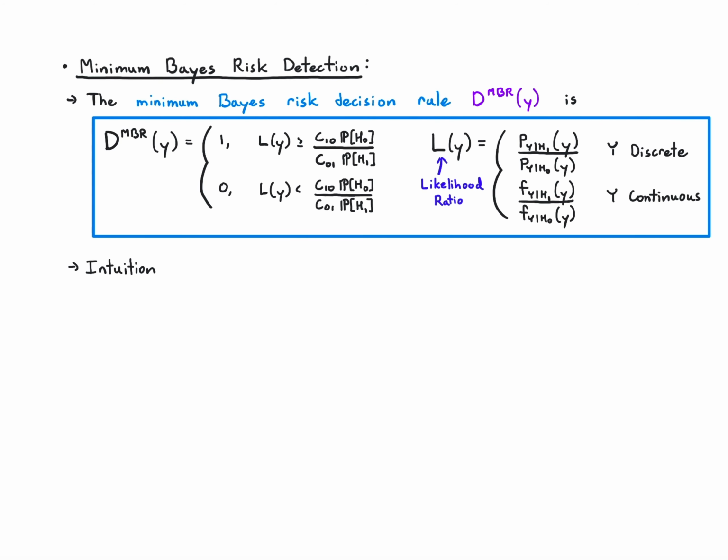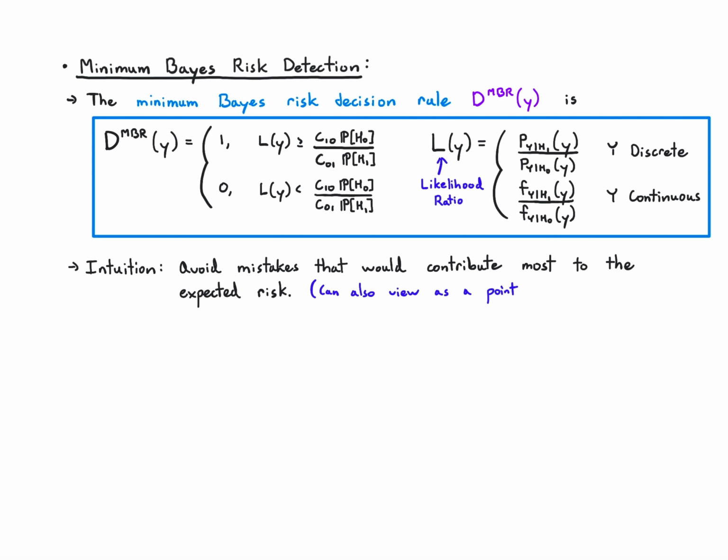So why is this the right thing to do? Well, it tries to avoid mistakes that would contribute more to the expected risk. So if a mistake towards misdetection is more costly in this case, weighted by the probability, then I avoid the misdetection. It turns out that this is really just some particular point on the ROC curve, and we have a motivation for picking that point because we're motivated by these costs that we believe are accurate. So we believe that for our scenario, these are the right way to attribute costs to misdetection and false alarm. So we pick a particular point on the ROC curve.